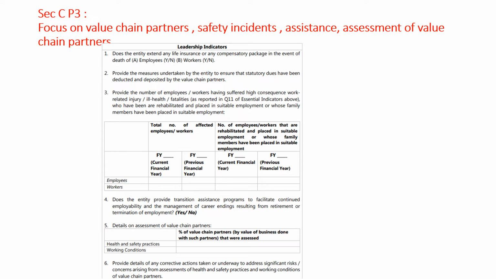Whether you are supporting a job assistance program for your people, and whether an assessment of your value chain partners has been conducted on health and safety practices and working conditions. And here in serial number 6, they talk about any corrective action taken or underway to address significant risks and concerns arising from the assessment of health and safety practices and working conditions of your value chain partners.